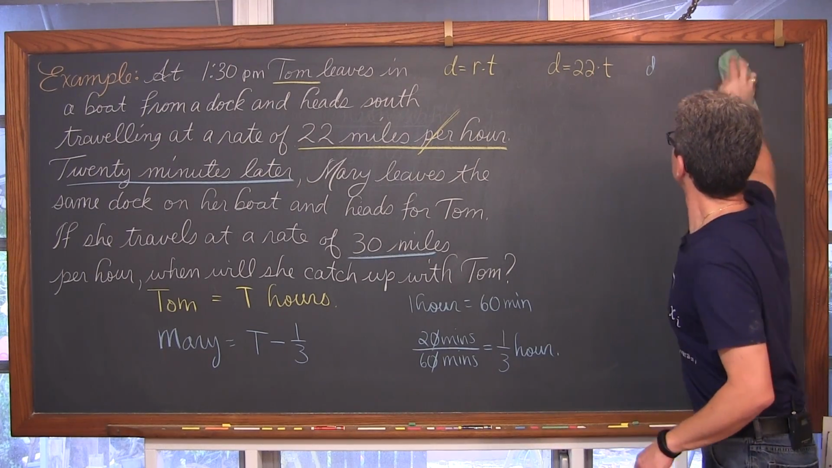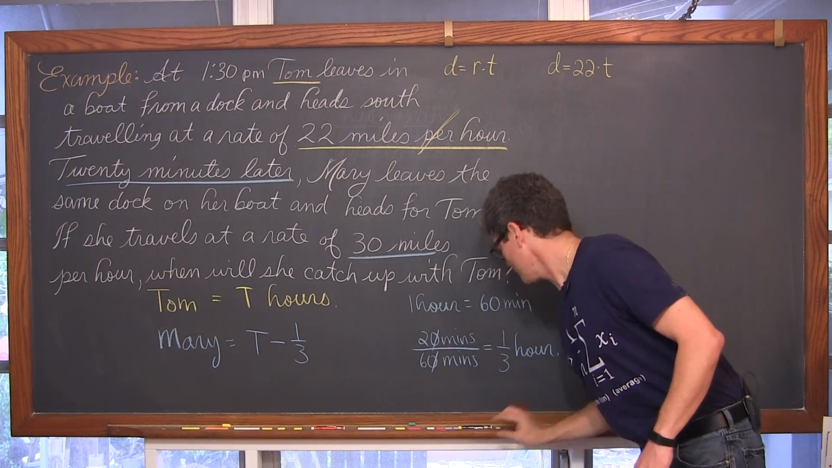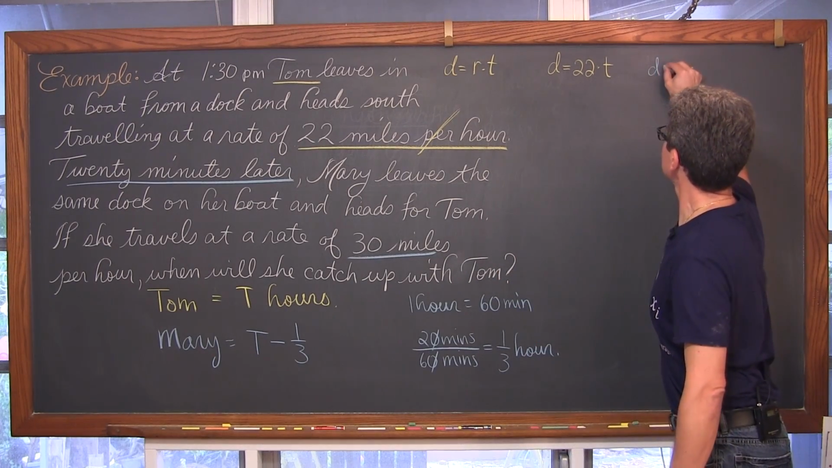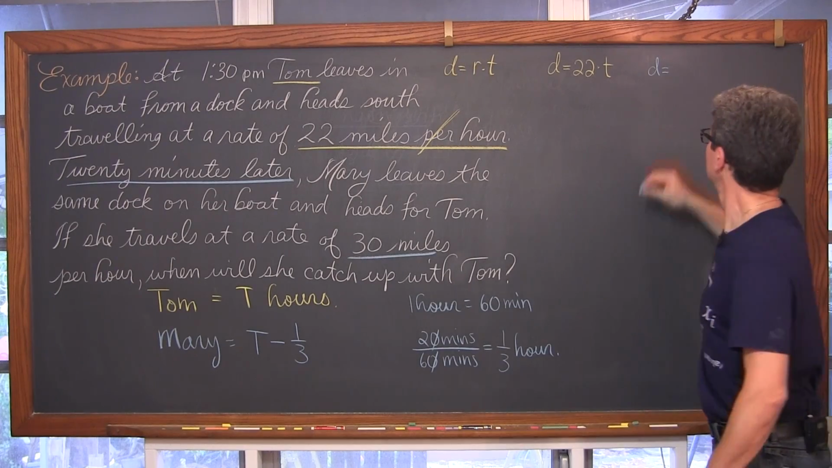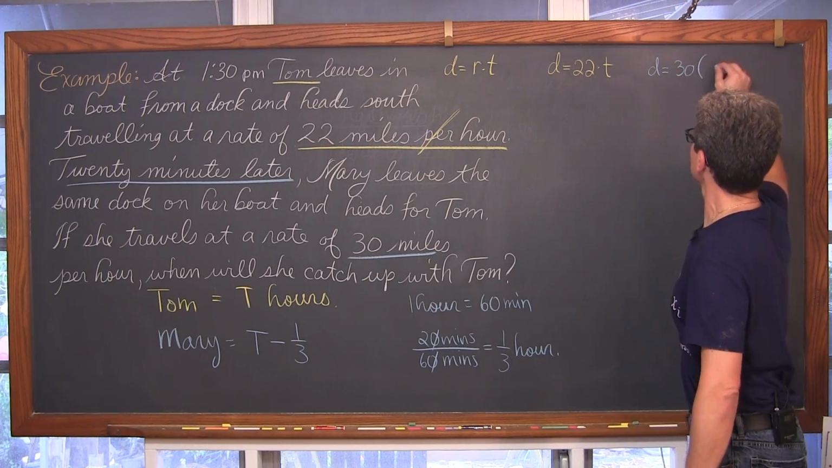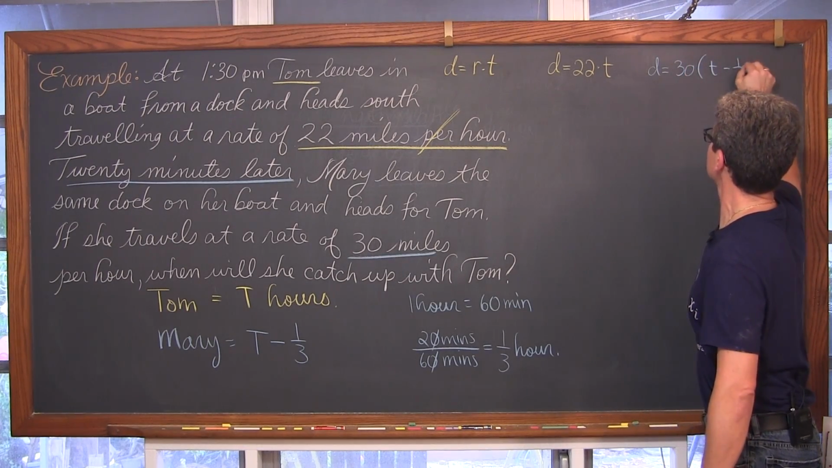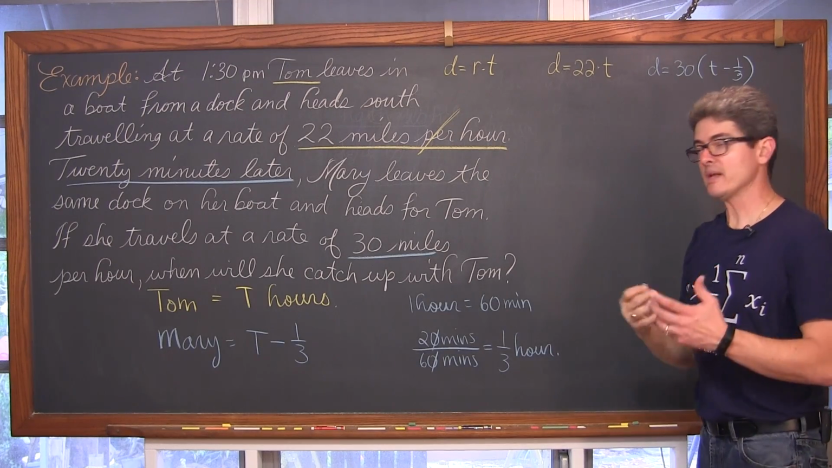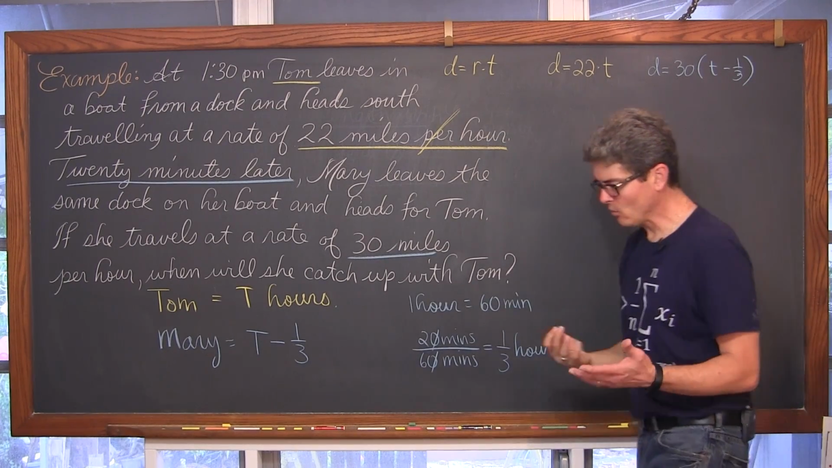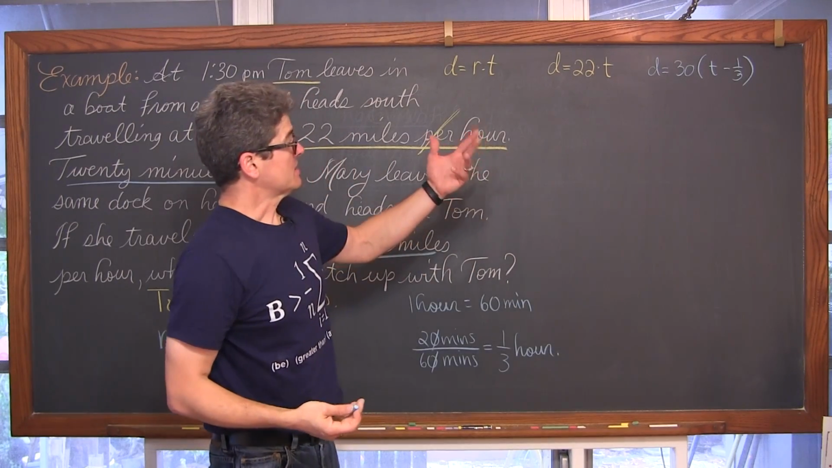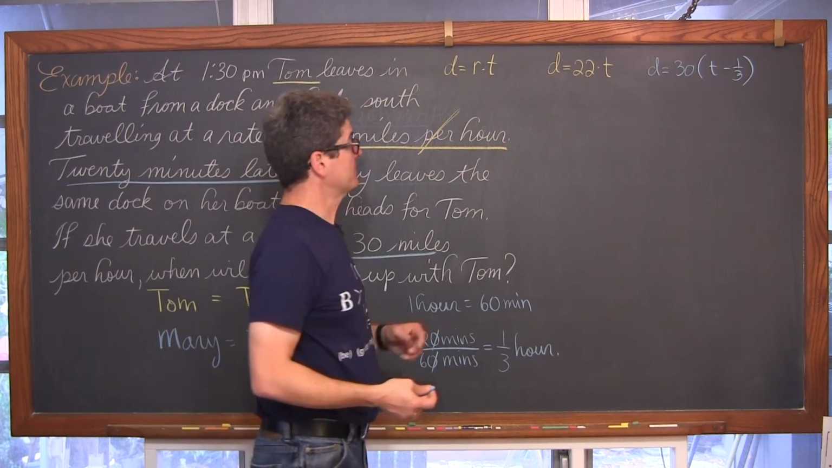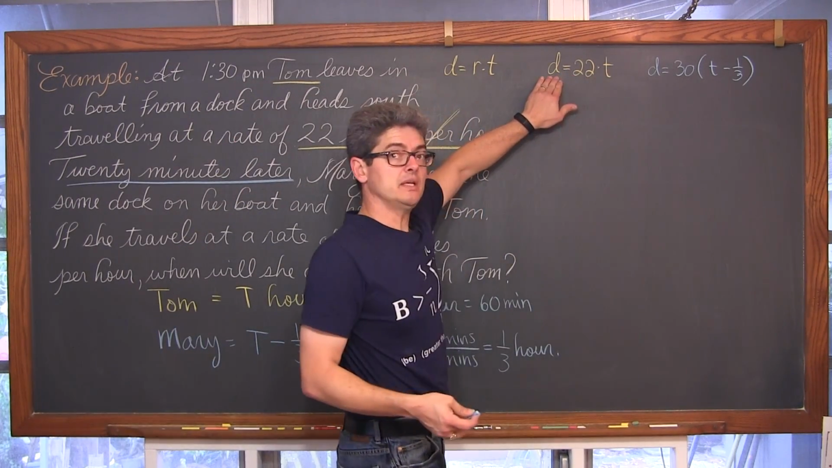Mary, well, I'm going to keep that in blue. She covered the same distance because she caught up to him, going 30 miles per hour for that amount of time minus 1/3 of an hour. I hope that's making sense. Well, let's solve for that amount of time. This equation's equal to D.